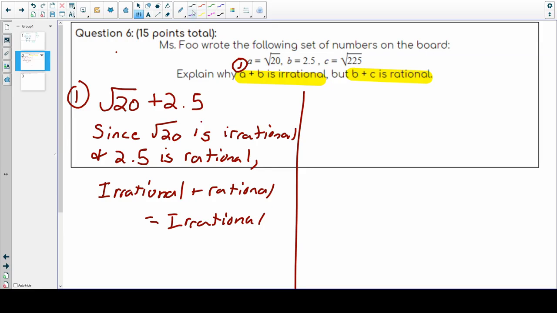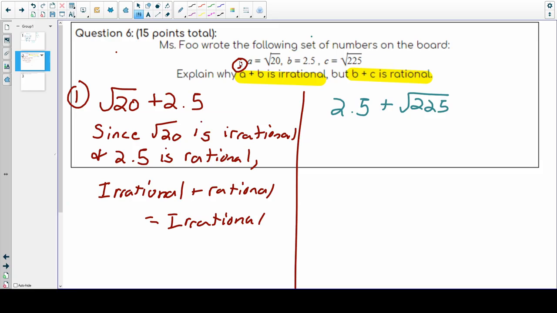And then let's do this color. B plus C. So B is 2.5 and C is the square root of 225. Now a lot of you might say, "Oh, it's kind of the same question as this one." But you got to be careful. Do you know if 225 is a perfect square? Well, let's check. The square root of 225 is 15.